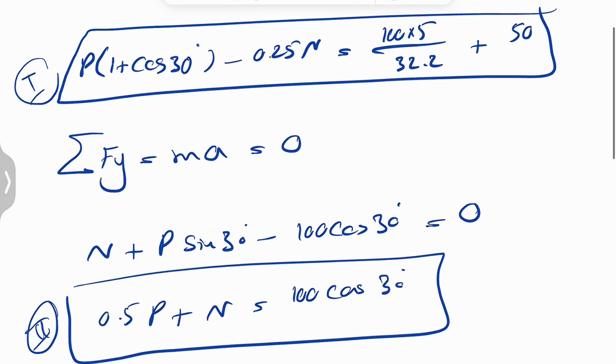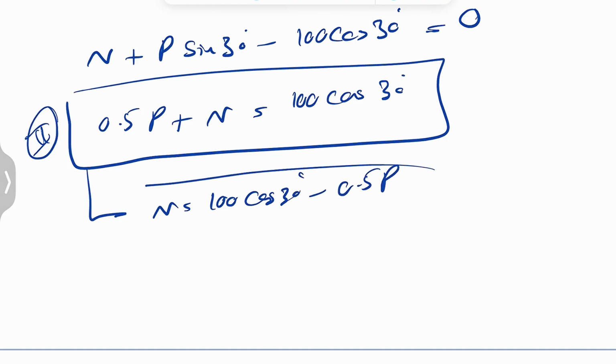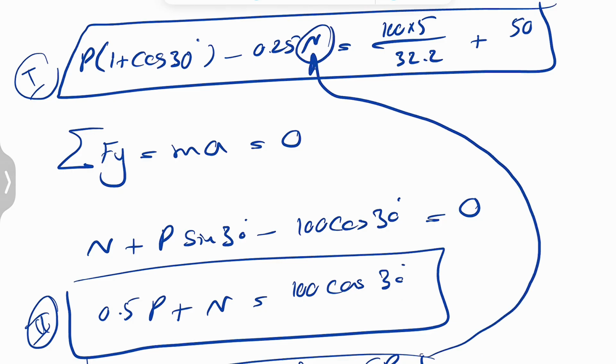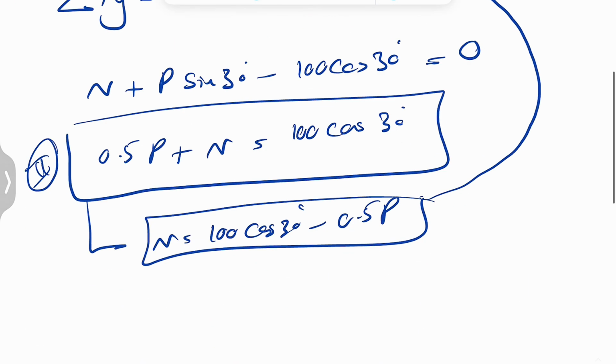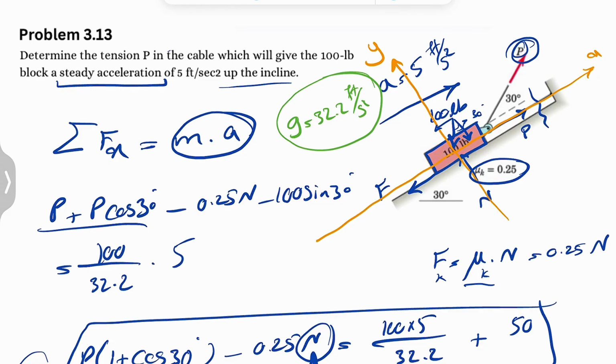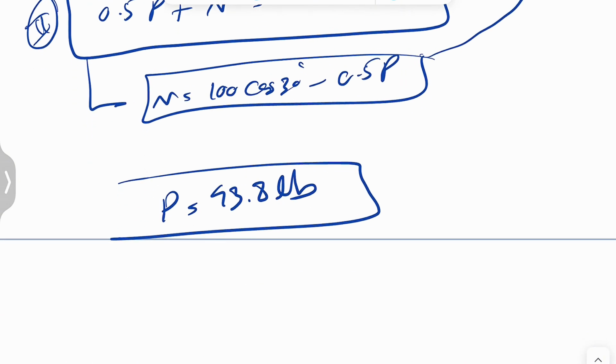What we can do here is that we know from this equation N is equal to 100 cosine of 30 degrees minus 0.5P. If we plug this into the first equation instead of N, we're going to have one equation based on P, and we're going to get P equal to 43.8 pounds. And that is the final answer for this question, because we need to find P, so there's no need to plug it in to find N from the second equation, but that would work too.